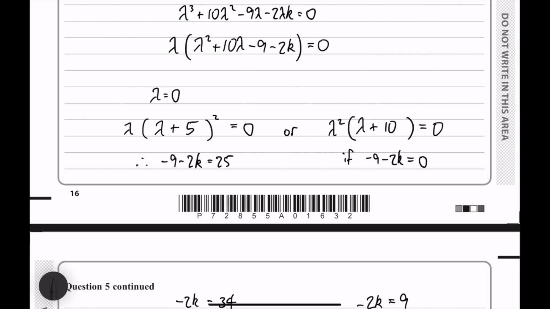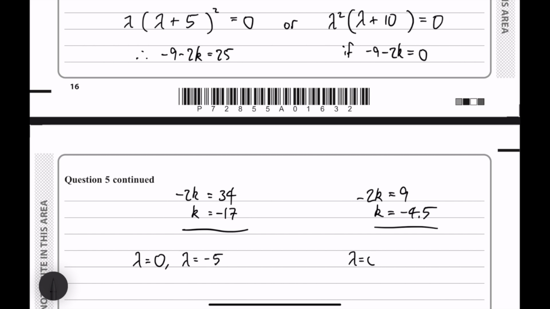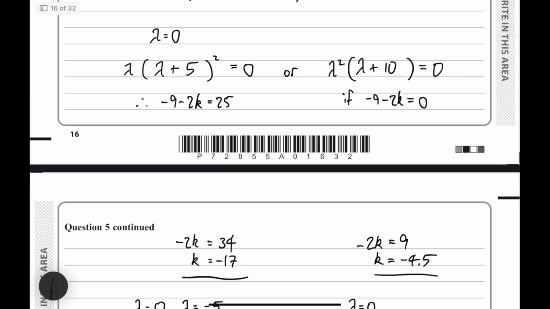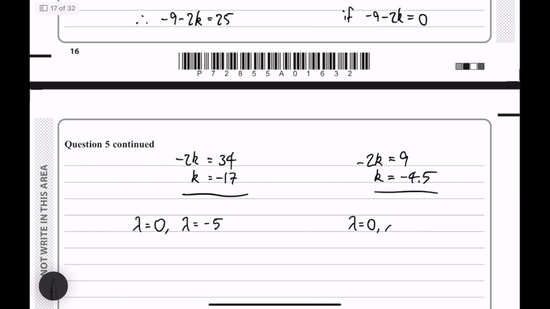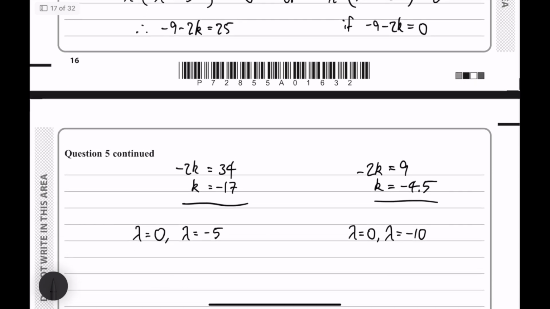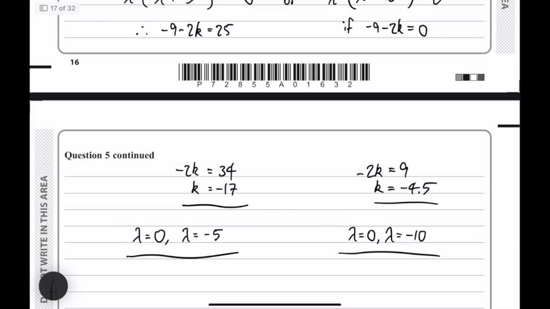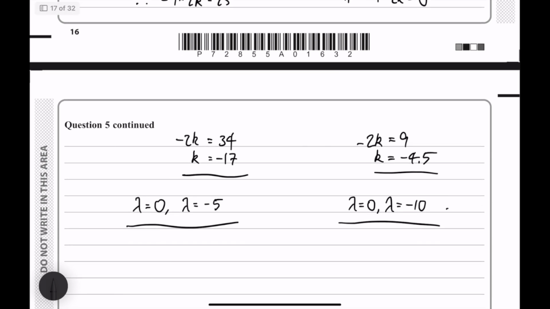The other option on the other side, if 0 is the repeated root, then the other bracket is lambda plus 10, so the other root is minus 10. So on the left, minus 5 is the repeated root, on the right, 0 is the repeated root. Either way, we get two eigenvalues for each of the k values. And that is finished. Make sure it's clear how you set it out, that these two link with this, and these two link with this. The examiner will need that to be clear.